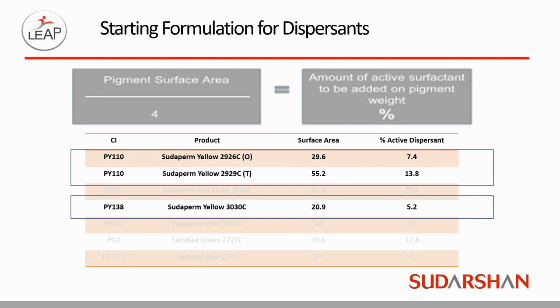And then chemistry comes into play as well. Our Pigment Yellow 138, which is a semi-opaque, similar to the opaque Pigment Yellow 110. Its surface area is smaller, so it's going to require a smaller amount of starting material for active dispersant.